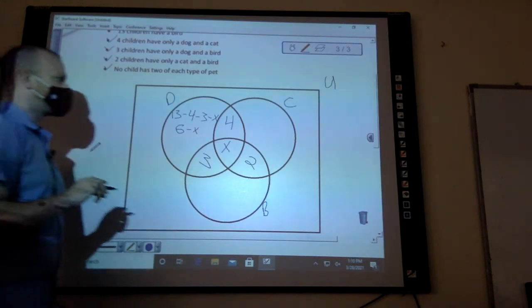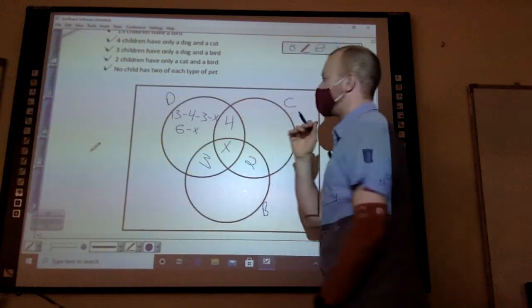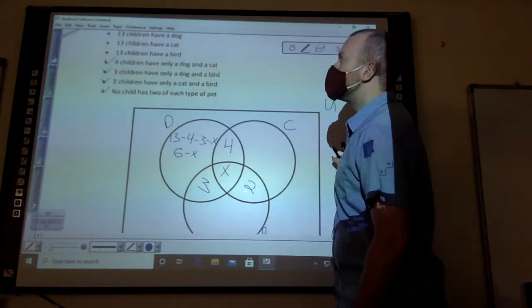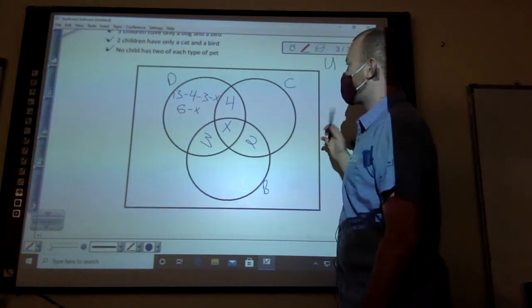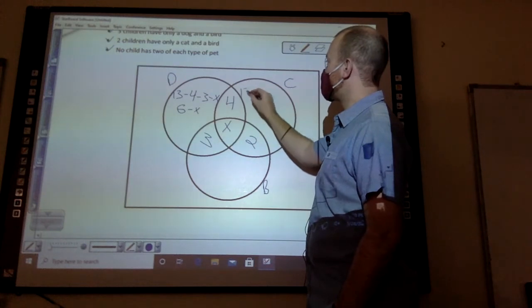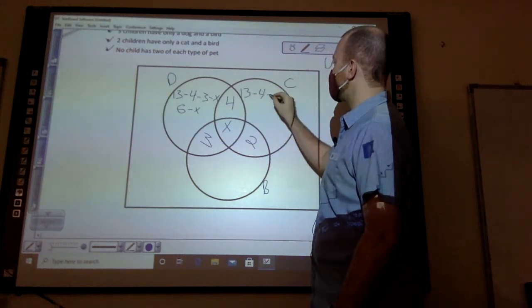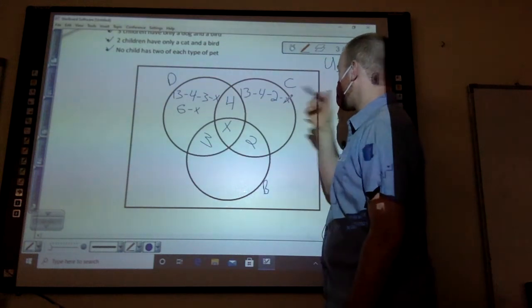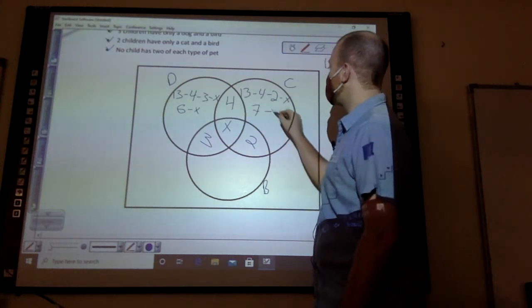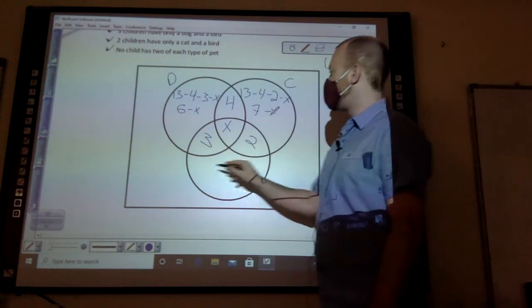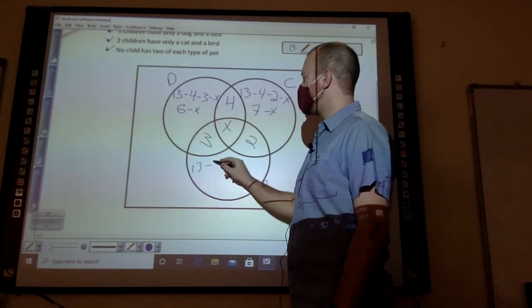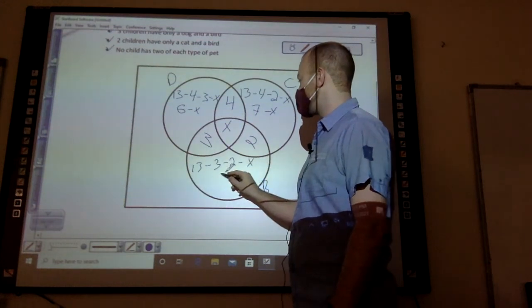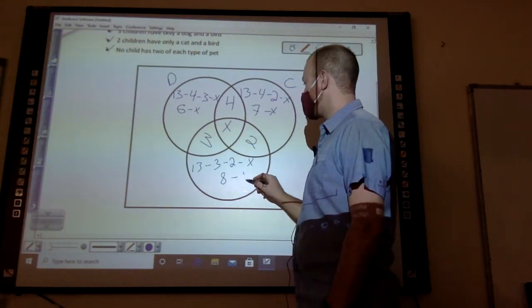So this is why this part's a little bit trickier, is because it involves a variable. Same thing for cats. What's the total? They're all 13. So 13 minus 4 minus 2 minus X. So that gives us 7 minus X. And then here, 13 minus 3 minus 2 minus X. So this gives us 8 minus X.